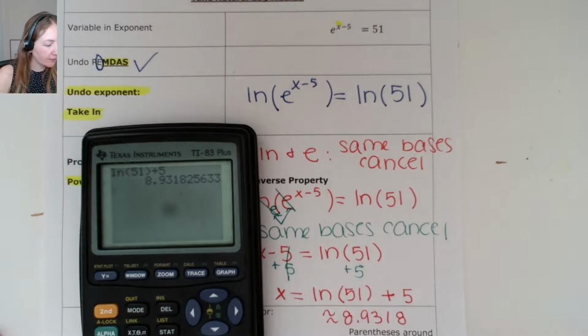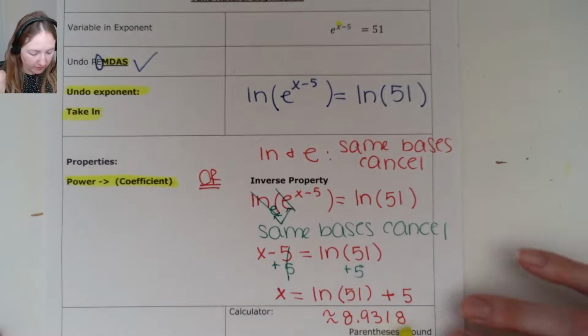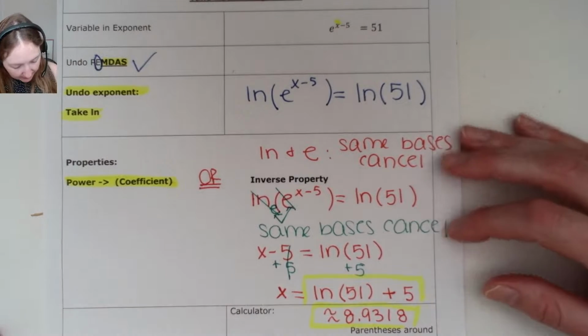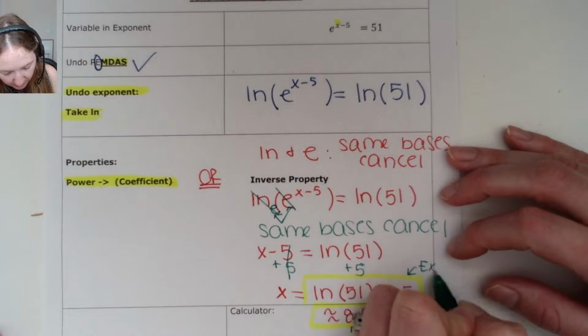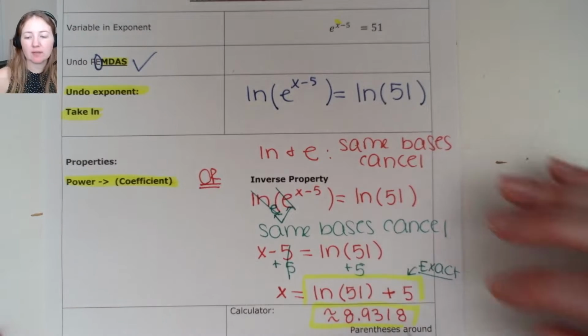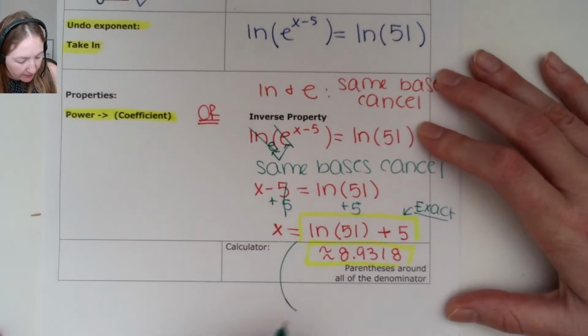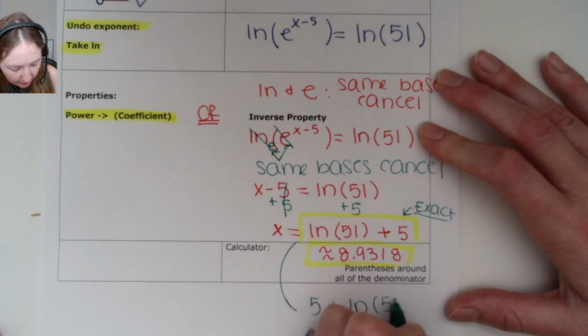Two other notes here. If they say round it, of course, this is your answer. If they say what is the exact answer, this would be your exact answer. So exact would be the natural log of 51 plus 5. Also notice that this is the same, of course, as writing 5 plus natural log of 51.